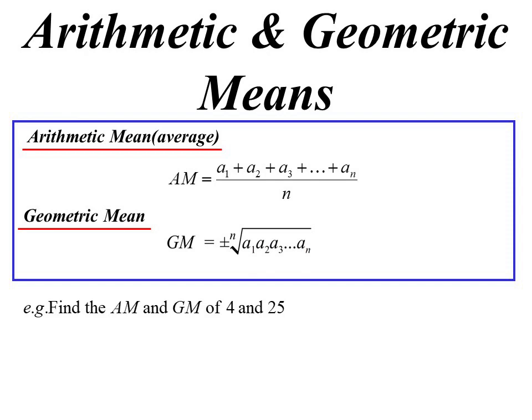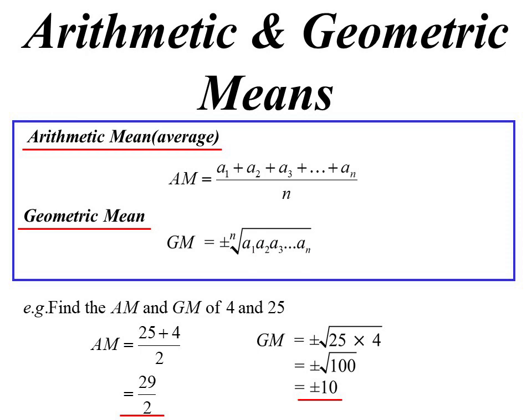So if I've got 4 and 25, 2 numbers, what would the difference between these two things be? The arithmetic mean: add them together, divide by 2, I get 29 on 2. Geometric: multiply them together, I get 100, square root of 100 is 10, so plus or minus 10. What you're actually doing when you're finding a mean between two numbers is placing a number in the middle to create, in the first one, an arithmetic pattern, and in the second one, a geometric pattern. So if you went 4, 10, 25, that would be a geometric pattern. So that's what these means do.